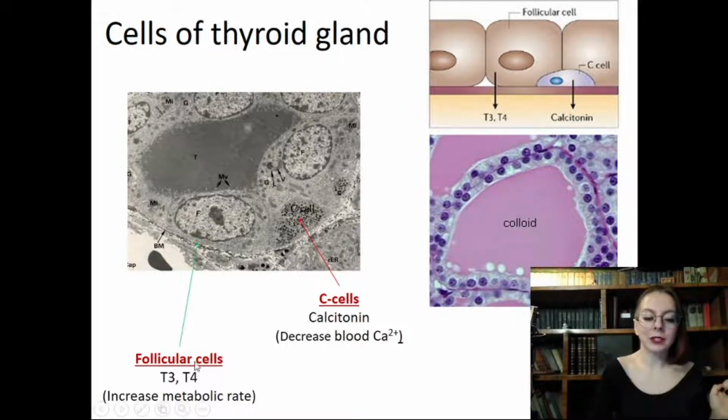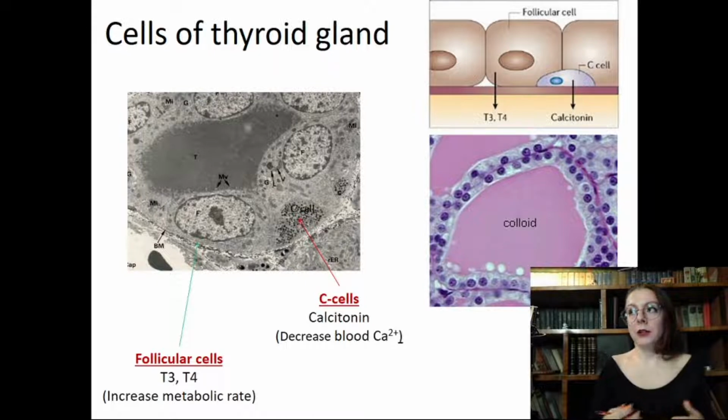So follicular cells represent the majority of cells, and they produce two hormones, T3, which is much more active, and T4. Together, they increase the metabolic rate. They stimulate the oxidation processes, so more ATP is produced, and about the effects we'll talk about later.